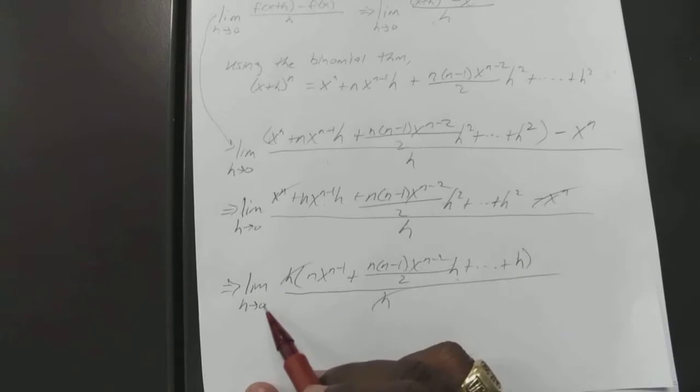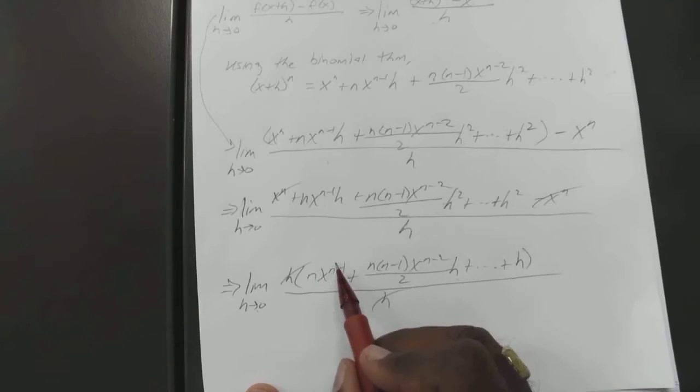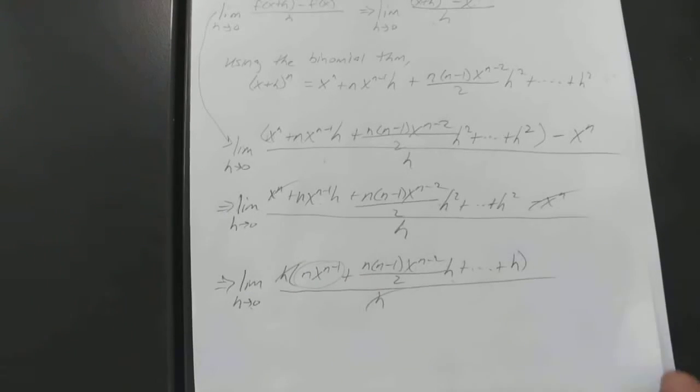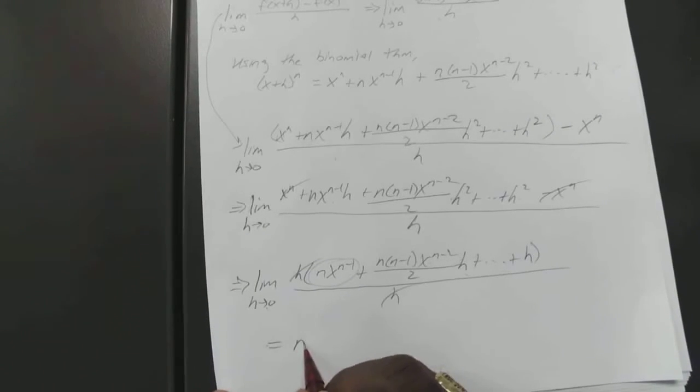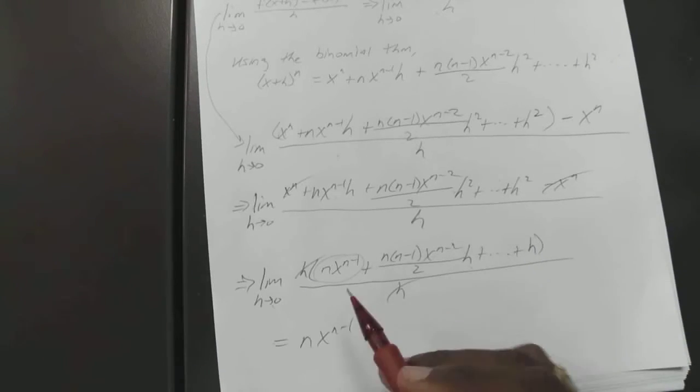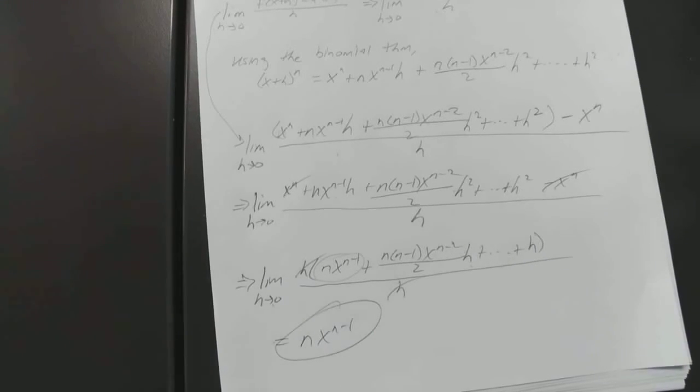Now, if you just use direct substitution and plug it in, then every term except that one would just become 0. So you actually end up with n x to the n minus 1, which is where the formula came from. All right. Any questions on that one?